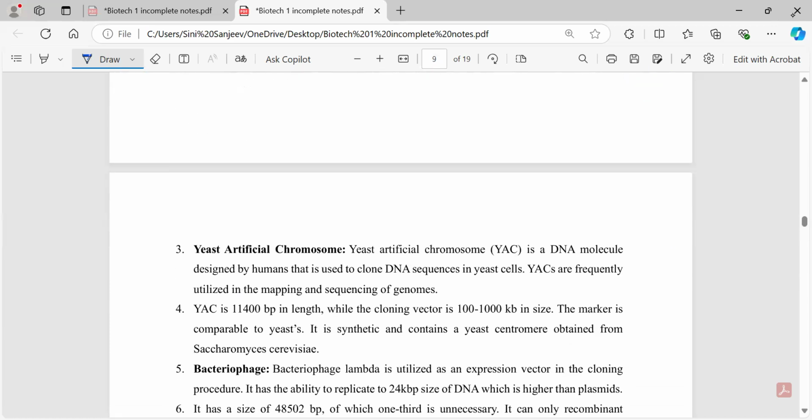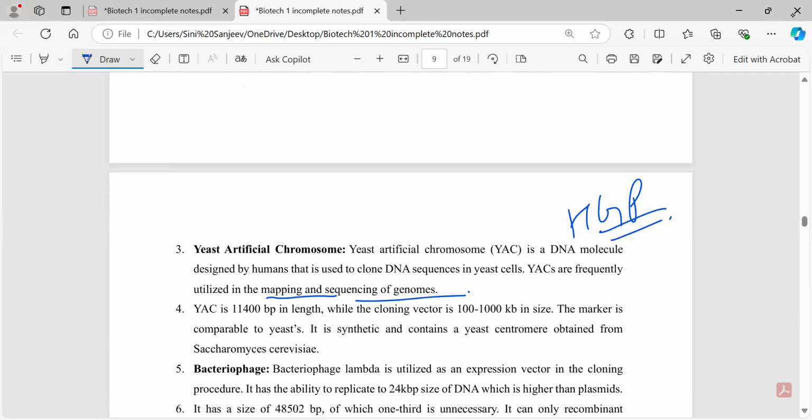Third one is the yeast artificial chromosome, which is obviously derived from yeast cells. This YAC is mostly used in the mapping and sequencing of the genome. For example, the HGP, the Human Genome Project, where you can use BAC, YAC, all these things.